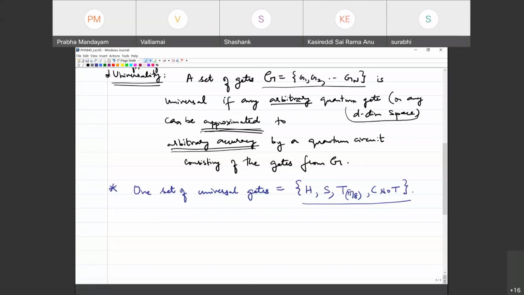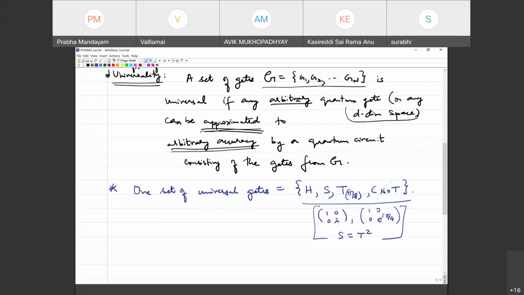Since you are fresh from the midterm exam. S and T. Exactly, good. So which is the square of which? S is the square of T. Correct. And T is e to the i pi by 4 times the identity, right? So S is T squared, okay? So it's actually sufficient to just talk about H, S and CNOT, or rather H, T and CNOT, okay?